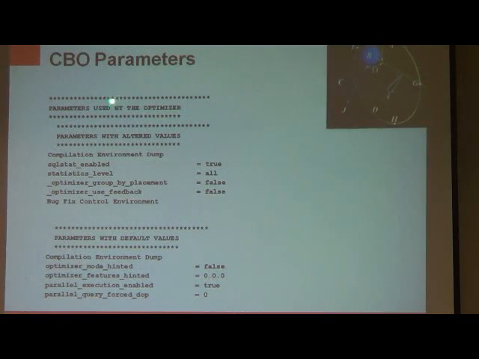CBO parameters. There is this section that says which parameters we're using from the optimizer. I only read the ones with altered values, meaning the ones with non-default values. The ones with default values, I don't care. I care about the ones that have non-default values. Look at this one here. Remember these two? I changed these two on my alter session in the setup. They show in the 10053 that they were changed.